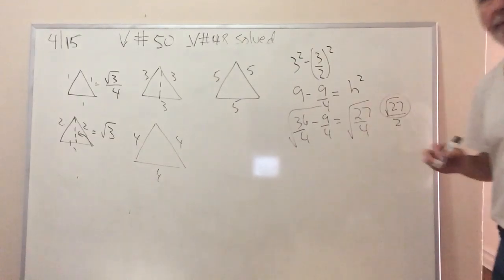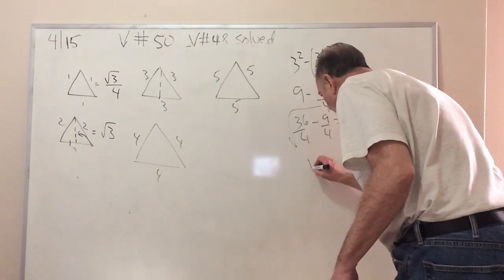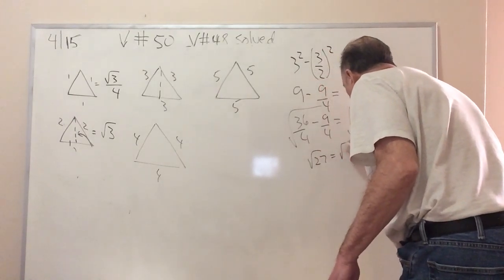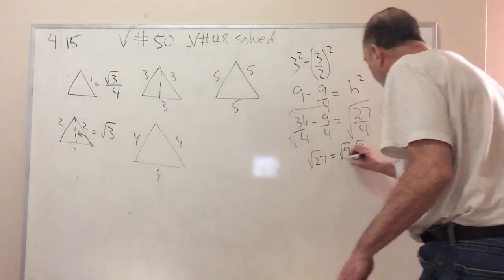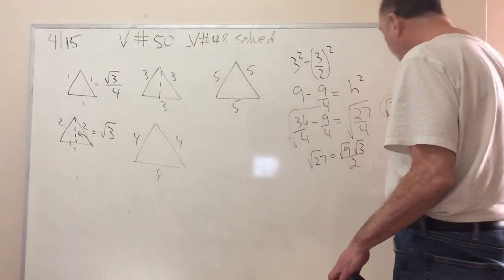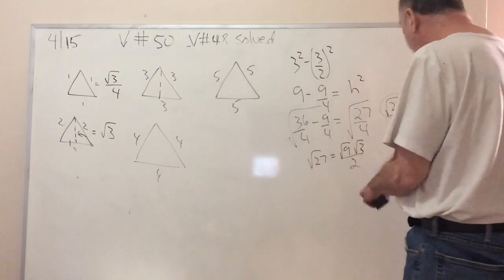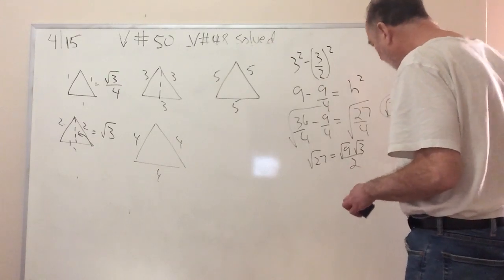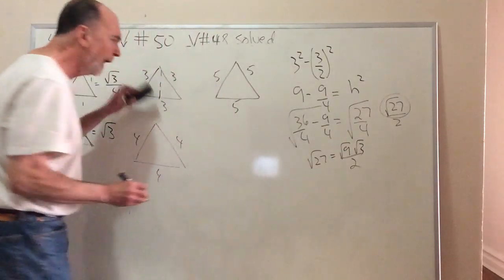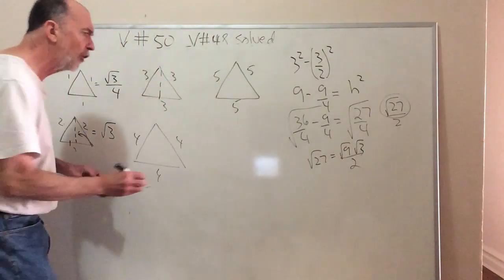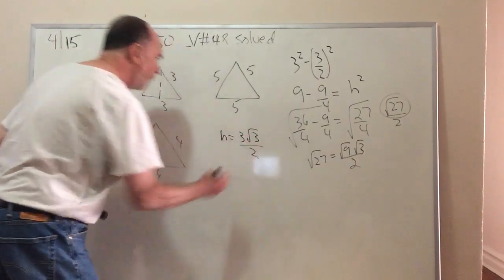But again, this simplification turns out to be so important. Radical 27 equals radical 9 times radical 3. I promised that radical 3 would go away over 2. And then I end up getting, over here as my height, 3 over 2 radical 3. So I'm continuing to work here. And the reason I'm doing all this is so I don't have to do this all over again. So h equals 3 radical 3 divided by 2.